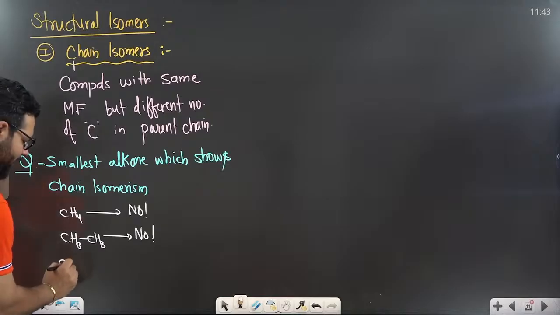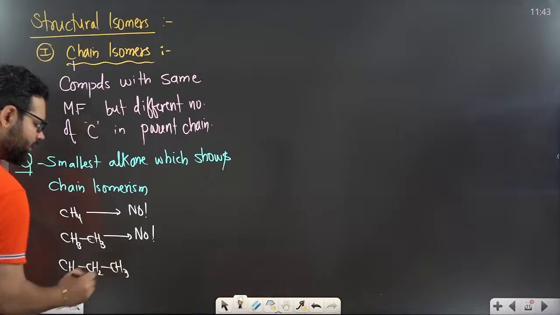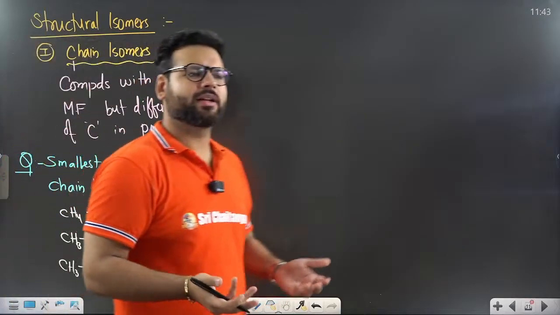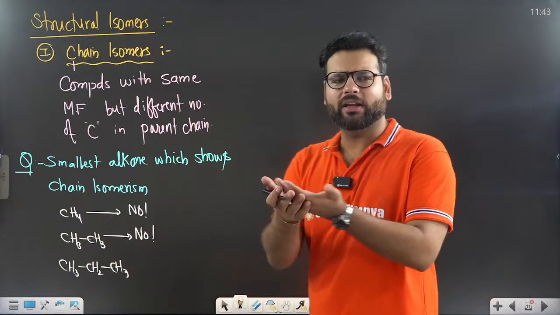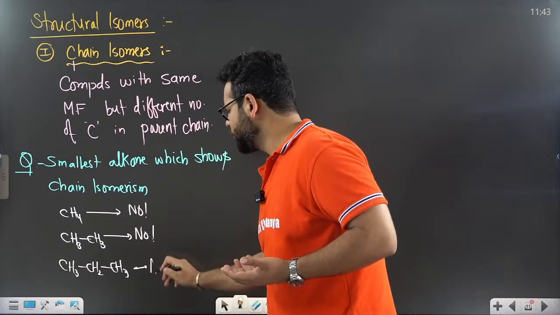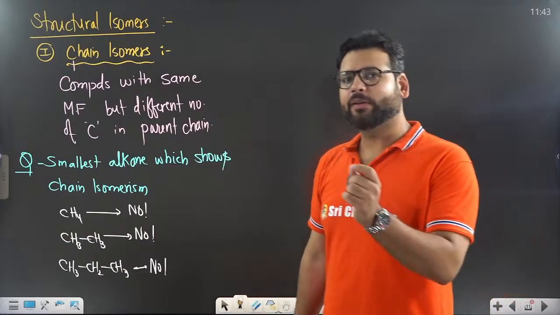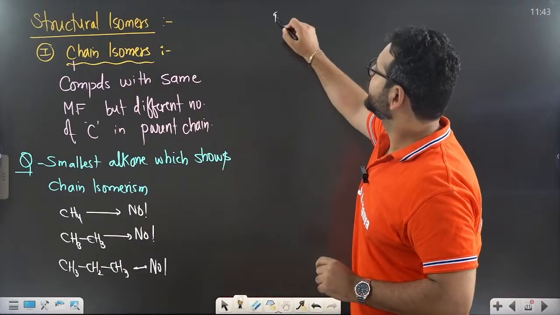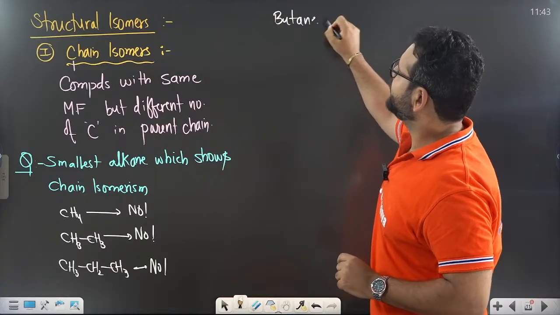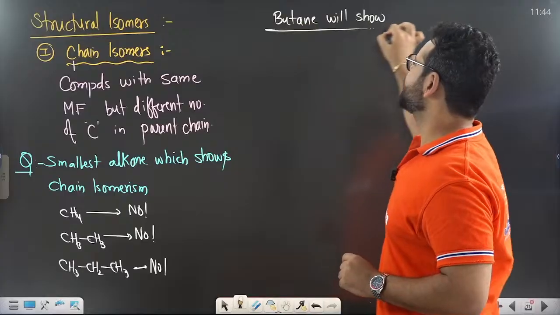When I write propane, CH3, CH2, CH3, what other way is there to write? There is no other way, no? 3 carbon can only be written in a straight chain only. You can't have any branching. So it can also not show any chain isomerism. Yes, it will start from butane. Butane will show chain isomerism. So, butane has 2 chain isomers.